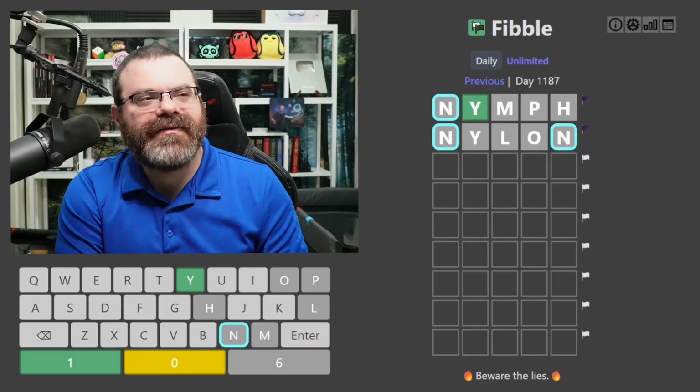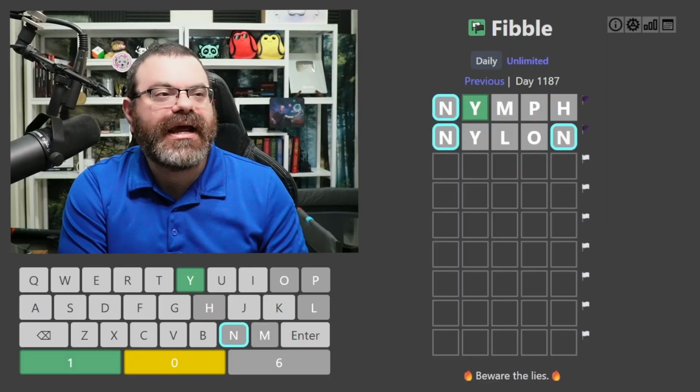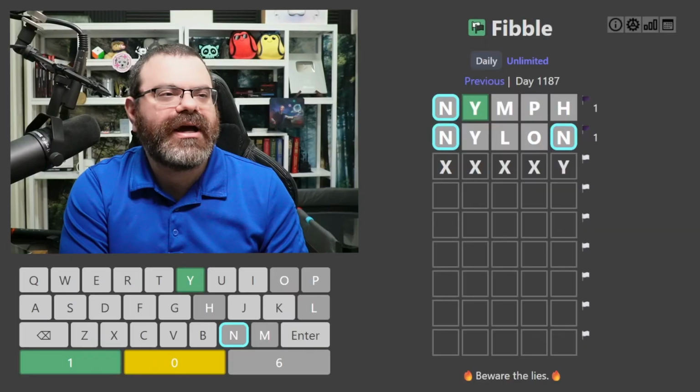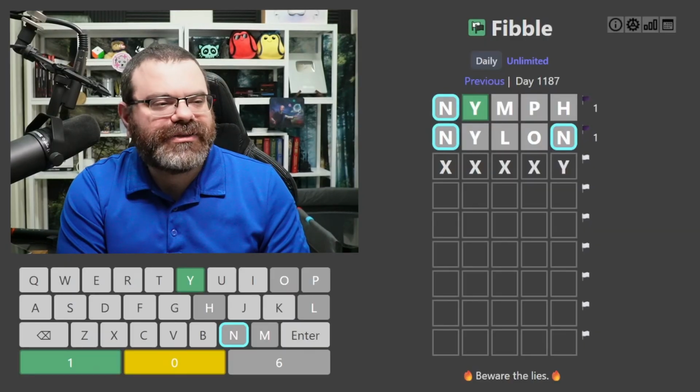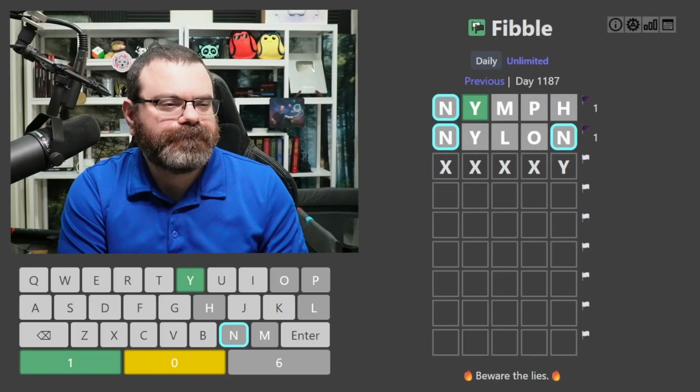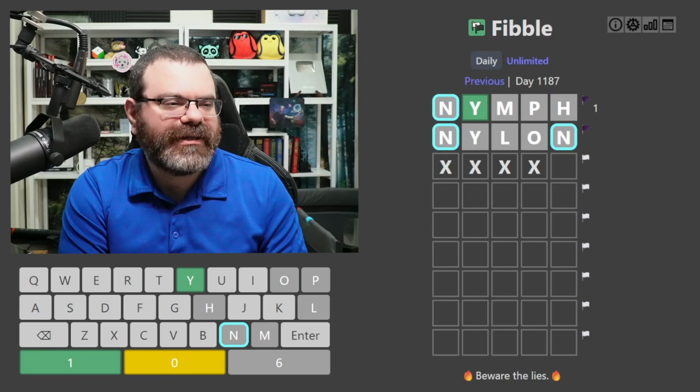I think that Y is supposed to be gray, but I could do a word ending in Y. It should have been yellow here and yellow there. So let's just do that. Something like, I don't know, I'm trying to CKY maybe, like tacky.